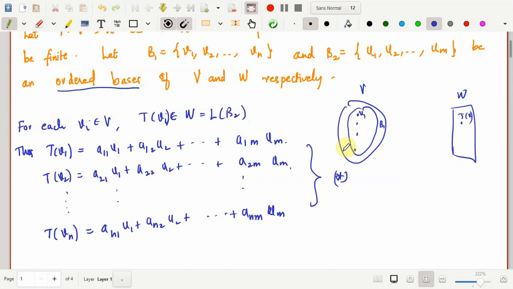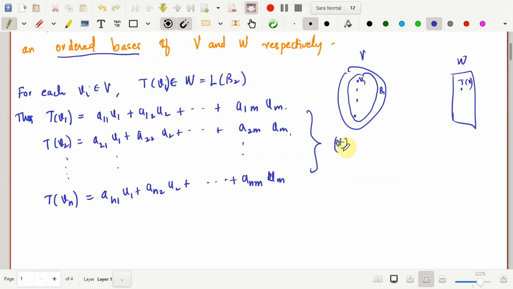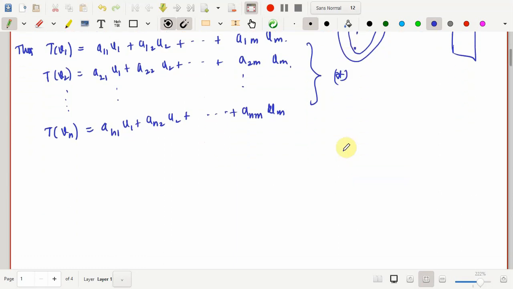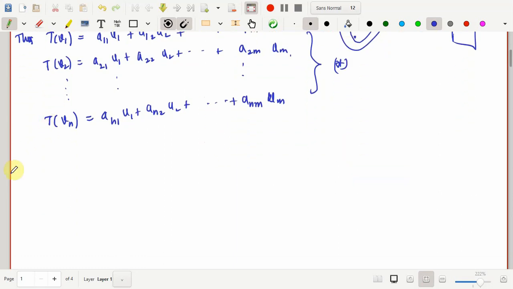If you change the bases, or if you shuffle the order of the elements of the bases, then definitely the matrix will also change. So this is how we define a matrix representation of T.